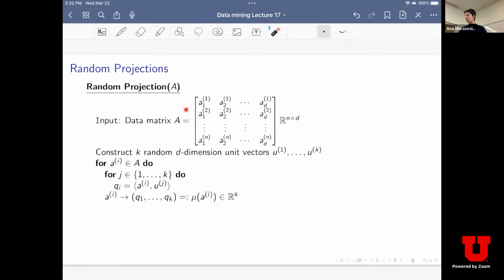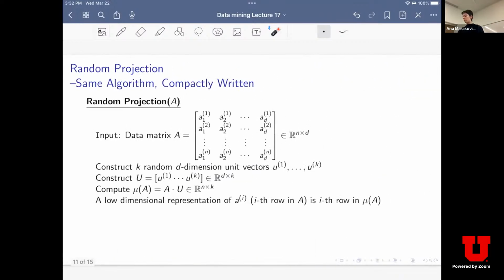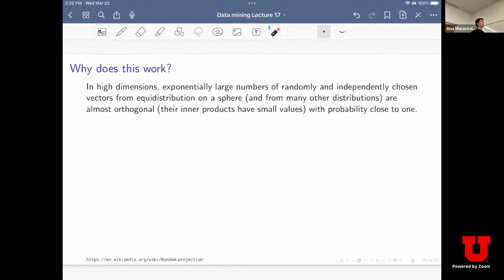And then for every single one of your points, which is one row in this data matrix, you make a dot product of that point with every single one of your unit vectors. Because it's a scalar product, each one will give you just one number. We'll call that number qi. We collect them for every one of these unit vectors we use and put them in a sequence, and that's going to be the mapped representation of our original point ai. That's all we do. There is, of course, a compact way to write this, but I want to stop here because I think it's better to immediately say why this works. It's very, very simple.